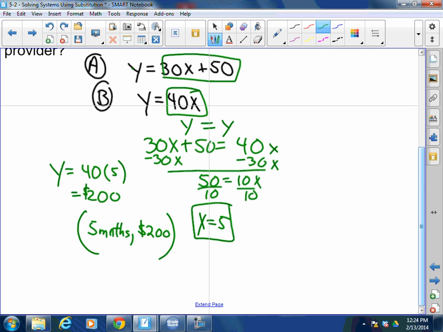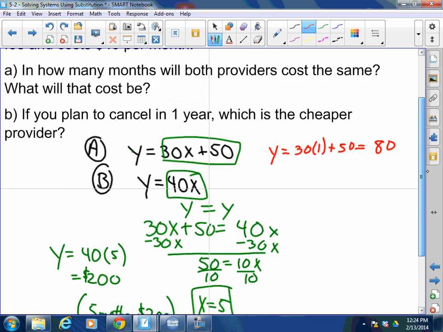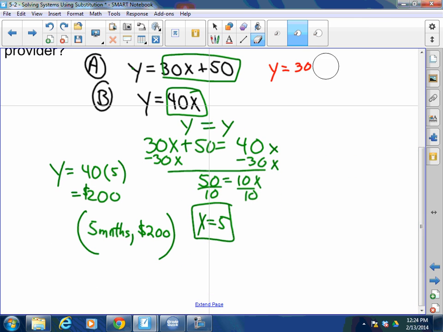Now, let's say that you're studying, and you're only going to be in this city or this country or this state for 1 year. Which is the better plan? Well, Y equals 30 times 1 plus 50, that's $80. Or, wait a second. 1 year, it should be 12. Maybe I should learn how to read. 30 times 12 plus 50, so that's 360 plus 50.